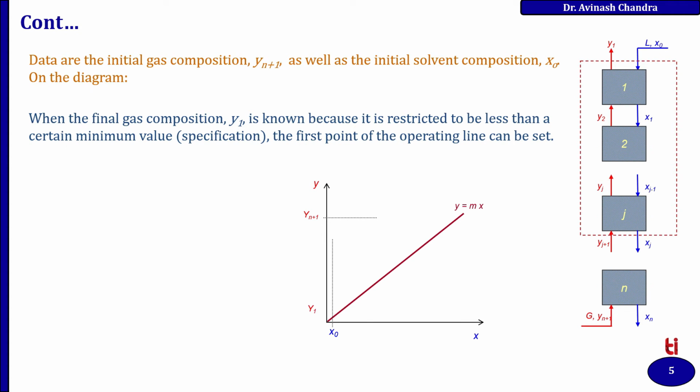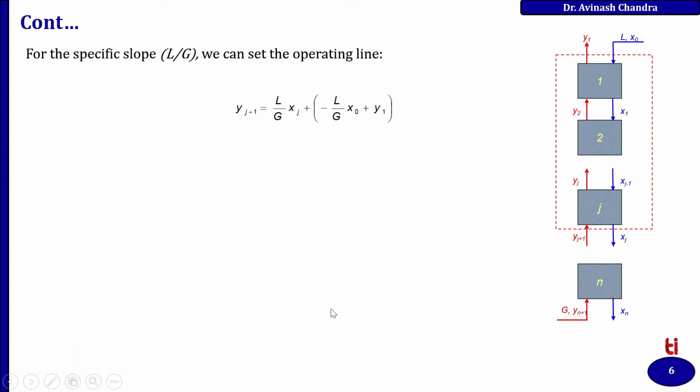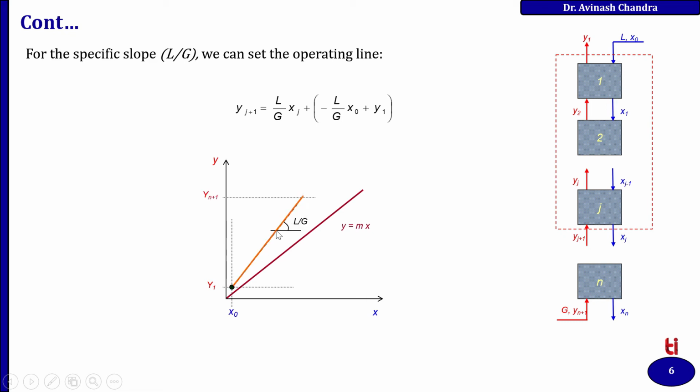So you can see X1, X0 and Y1 plotted here. As the slope of the operating line is L upon G, y equals mx plus c. This line will be drawn from x1 y1 with the slope of L upon G.